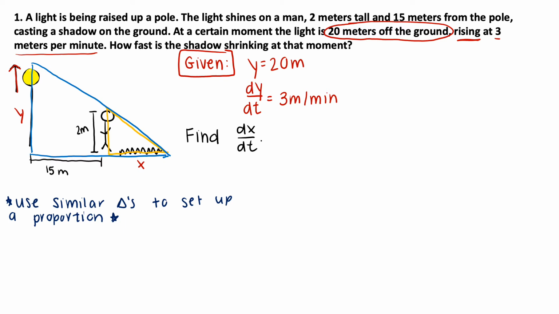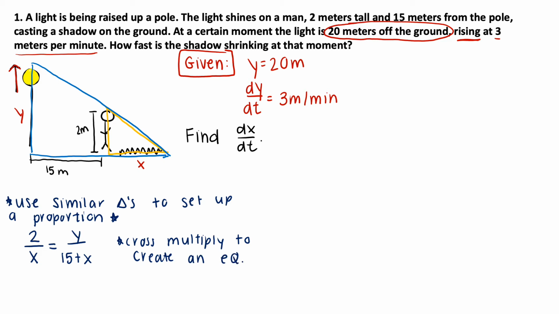So just like we did before, I'm going to start with my man. He is 2 meters over his shadow x, is equal to my entire triangle. That whole blue one would be y over, and then that whole base would be 15 plus x. And then from there, I want to cross multiply to create an equation. So I would get 2 times 15 plus x equals xy.